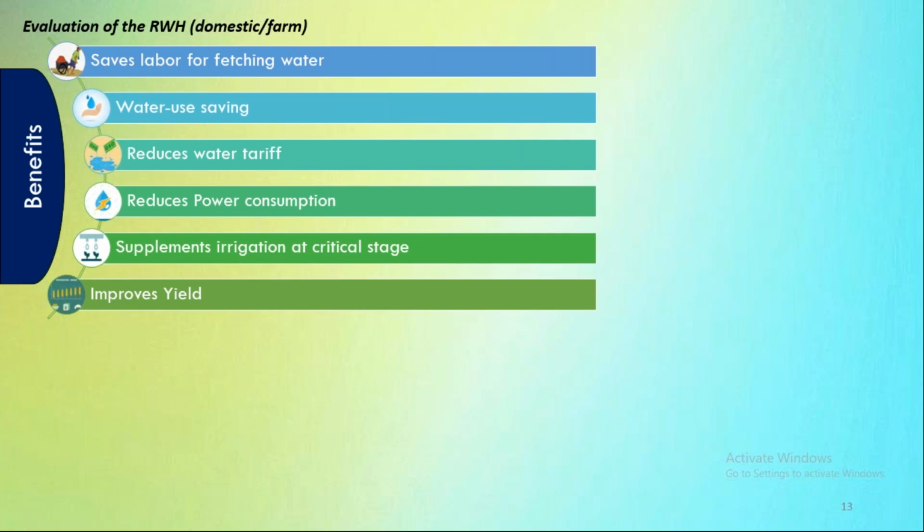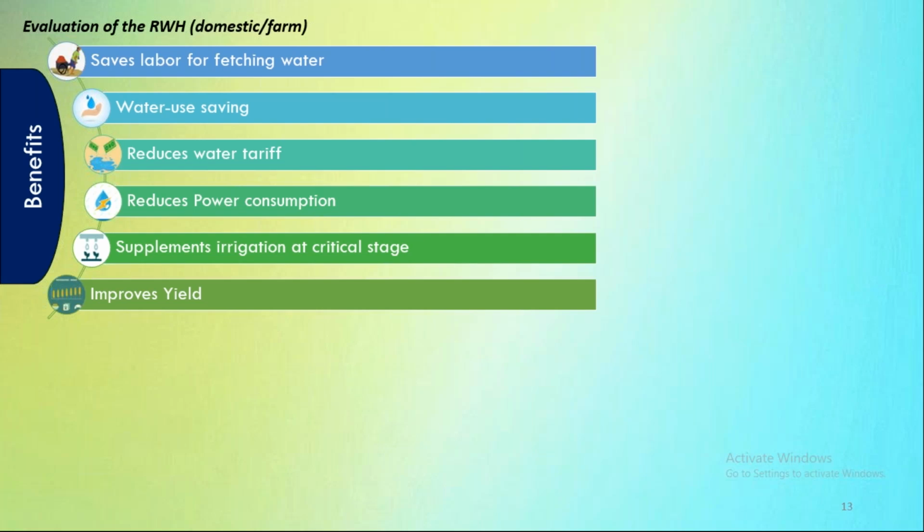If we are pumping water from groundwater at the depth of 400 feet, 500 feet, even 600 feet in some cases, the power consumption is very high. In the other case, in rainwater harvesting, we have our pond at the surface level, so very little power will be required to irrigate our field.